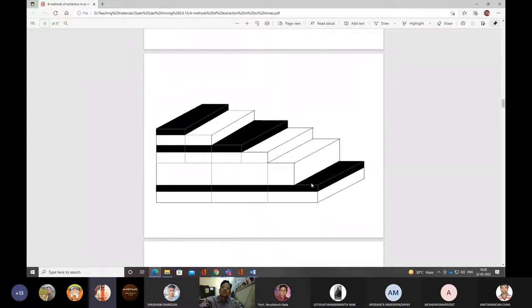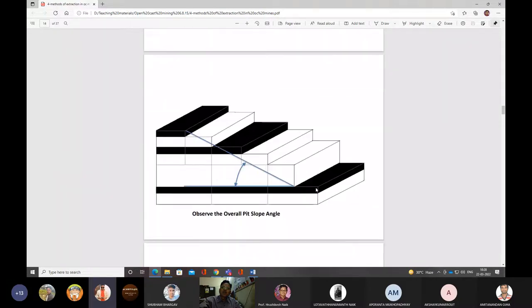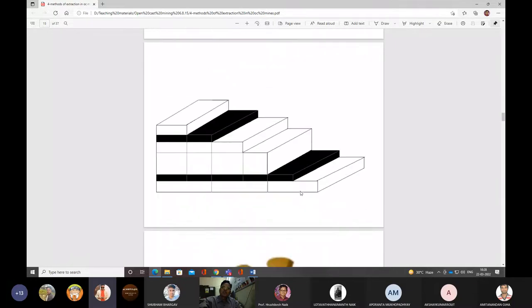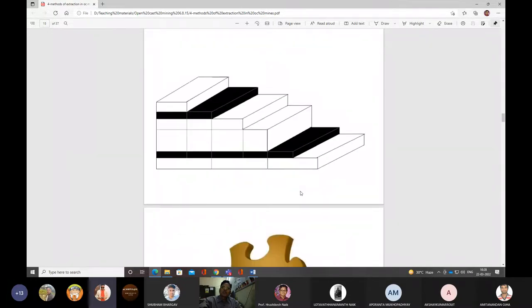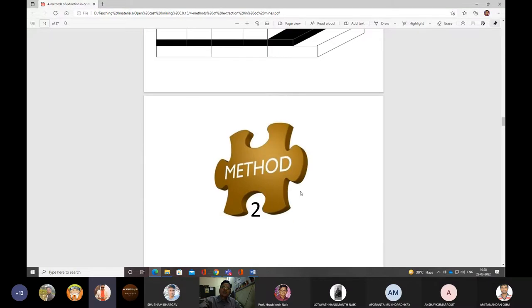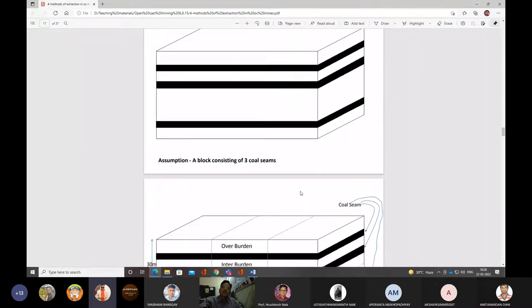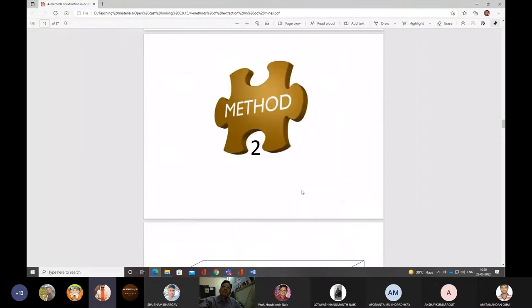Now the third coal seam is exposed. And this is the angle of pit slope. Overall pit slope angle. This angle is the overall pit slope angle. Okay. This is the way how the mining is carried out in benches. That is one method of mining.